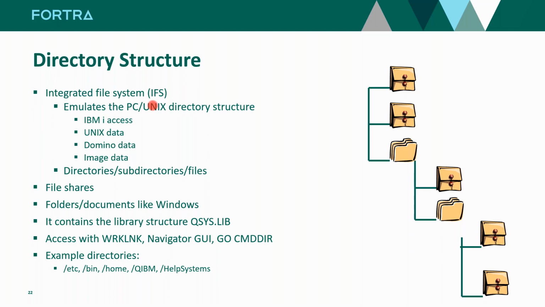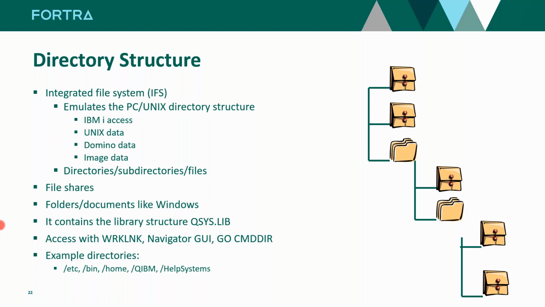It can have Unix or Windows data, Domino data. You can have any kind of data, binary data like images. It has directories, subdirectories, files. You can have file shares there. And basically, it has folders and documents like Windows. And like I said before, it contains the library structure. The library structure is a folder there called qsys.lib. So all your libraries are there on the IFS, actually. It's like mounted on the IFS.